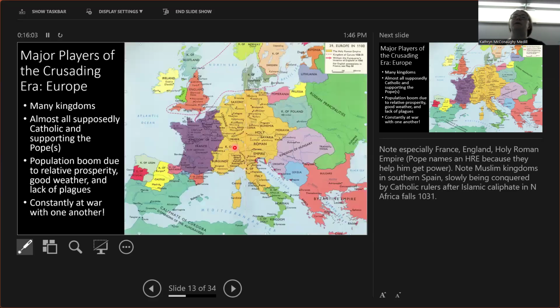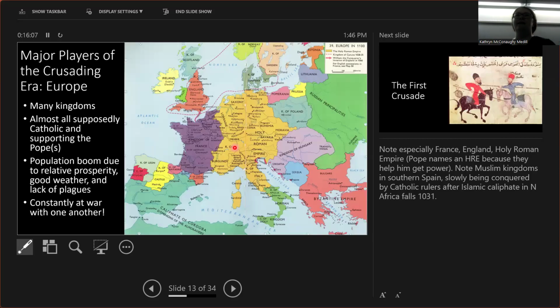The third set of major players in the Crusades are the kingdoms in Europe. There are many, many different kingdoms in Europe during this time. They are all at least supposedly Roman Catholic and supporting the Pope, but this often doesn't seem to be playing out very well. Sometimes you have certain kings who will even try to set up alternate popes so that they can still say they're supporting the Pope, even though they don't like the guy who's currently the Pope down in Rome. And they're all fighting each other. They're basically like a bunch of rats in a sack during this period. They're just all fighting each other all of the time.